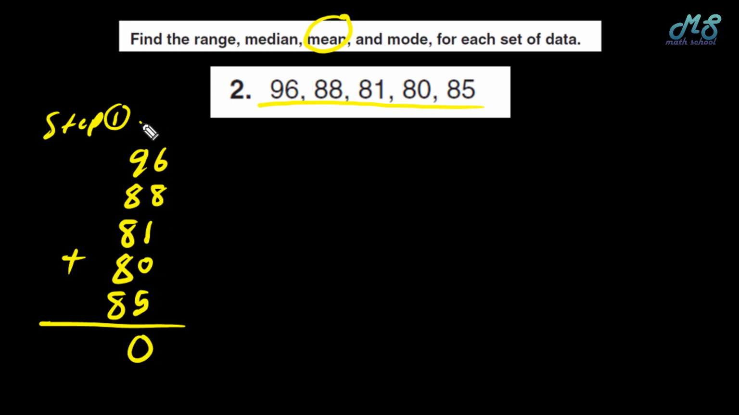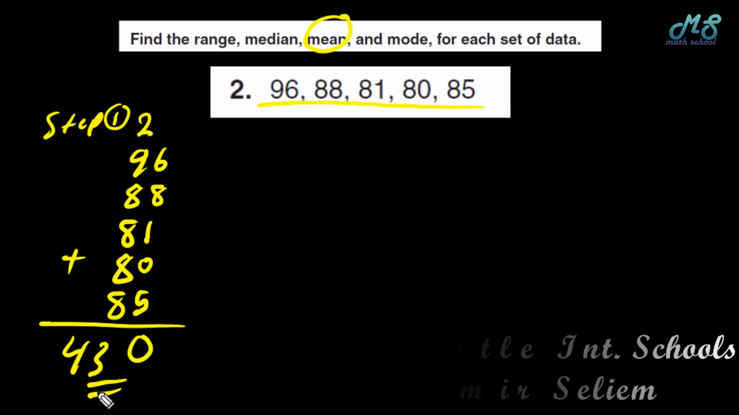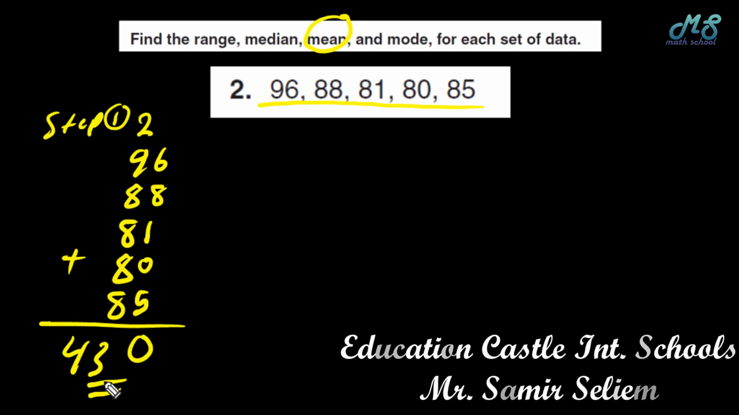Write 0 and carry 2 over 9. It will be 11. 11, guys, plus 8 equals 19. 19 plus 8 again equals 27. 27 plus 8 again equals 35. 35, guys, plus 8, you can use mental math, we have 43. Now the sum equals 430.